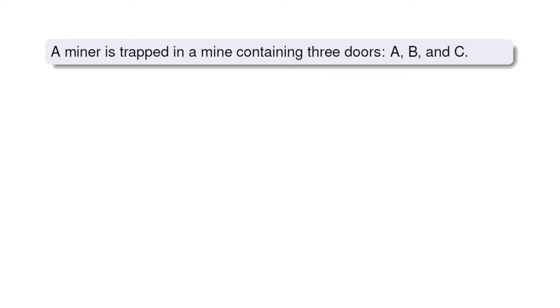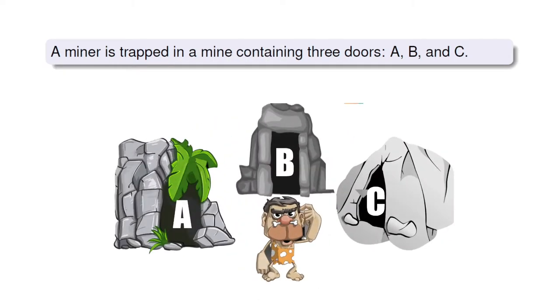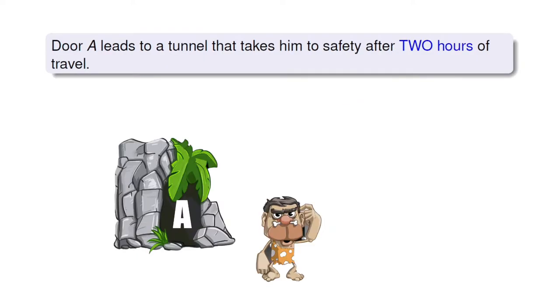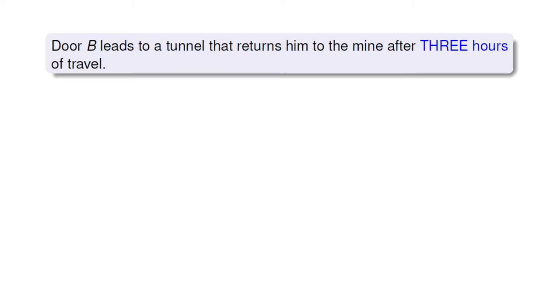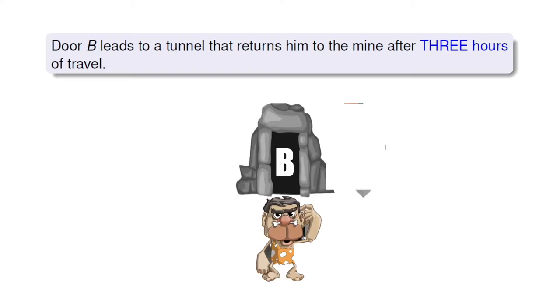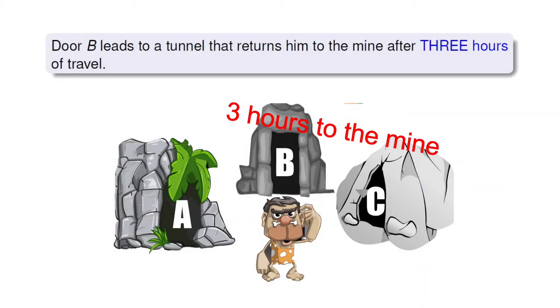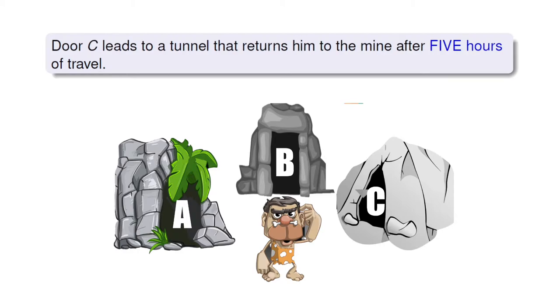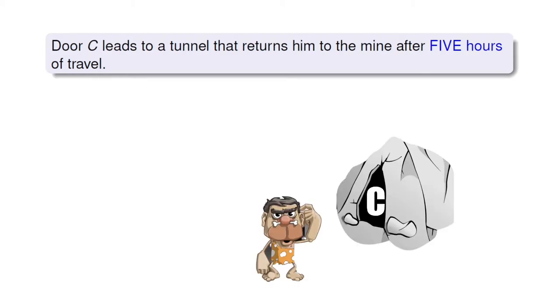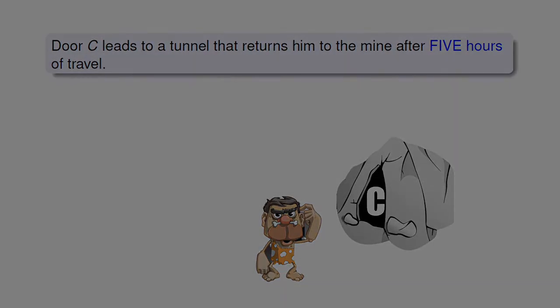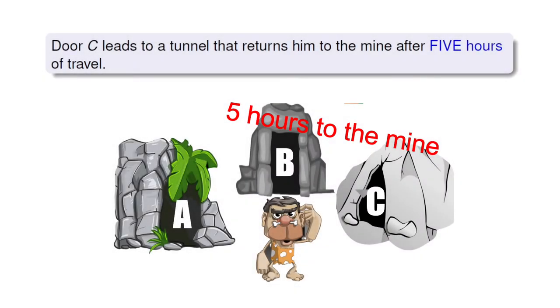A miner is trapped in a mine containing three doors, A, B, and C. Door A leads to a tunnel that takes him to safety after 2 hours of travel. Door B leads to a tunnel that returns him to the mine after 3 hours of travel. Door C leads to a tunnel that returns him to the mine after 5 hours of travel.